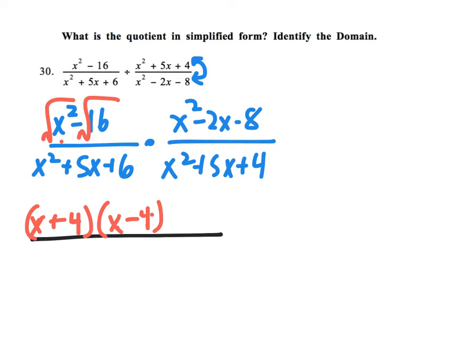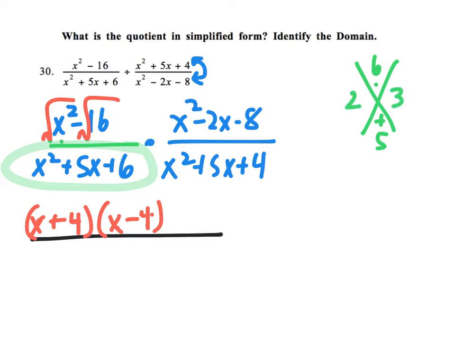All right, let's look at the denominator of that fraction. We have x squared plus 5x plus 6. We are looking for something that multiplies to 6 and adds to 5. It's going to be 2 and 3. So on our denominator, we're going to have x plus 2 times x plus 3.